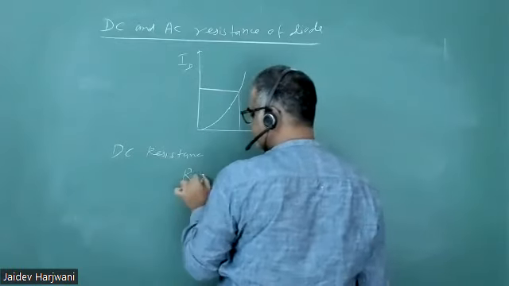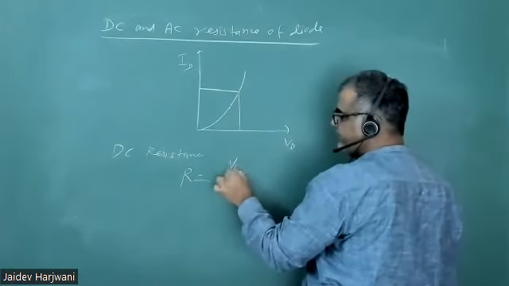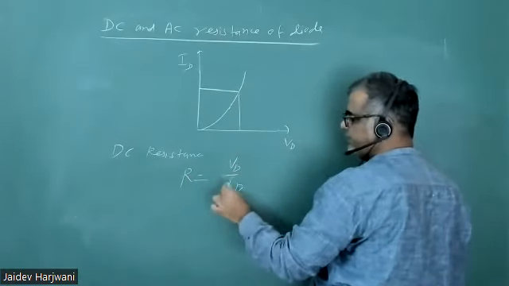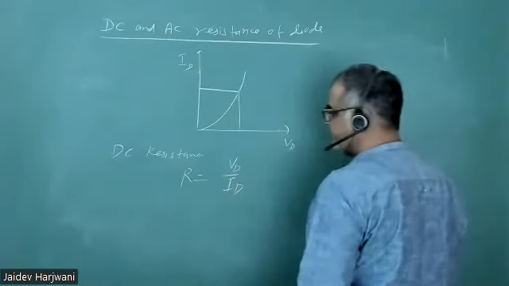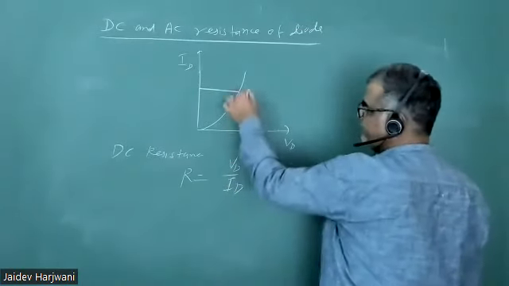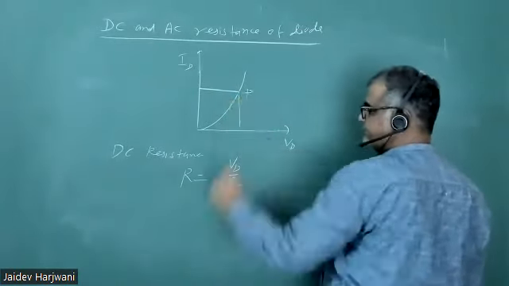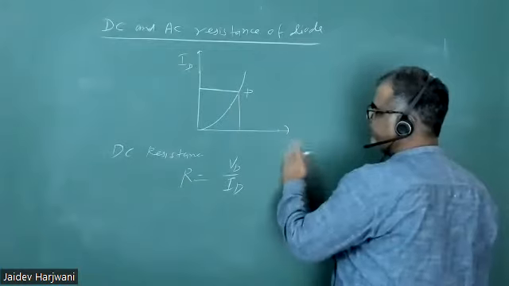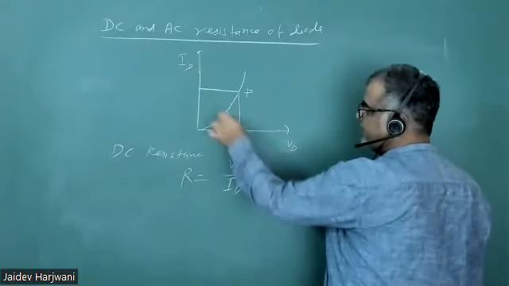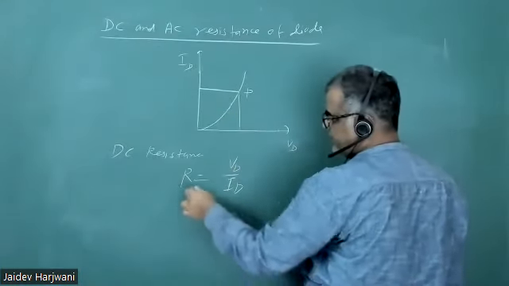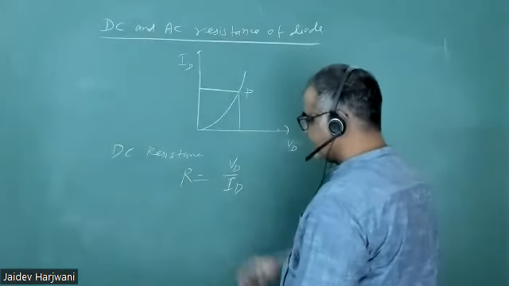The DC resistance of the diode is given simply by VD by ID, at a particular point P, wherever you want to calculate. At that point you need to find what is VD and what is ID. That will give you the DC resistance of the circuit.